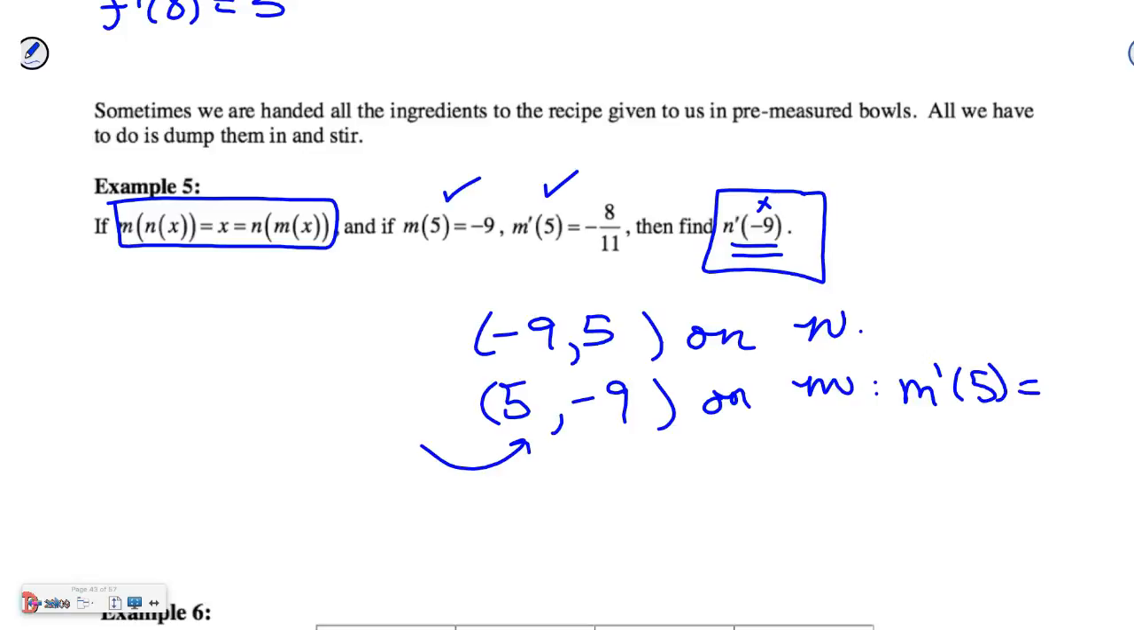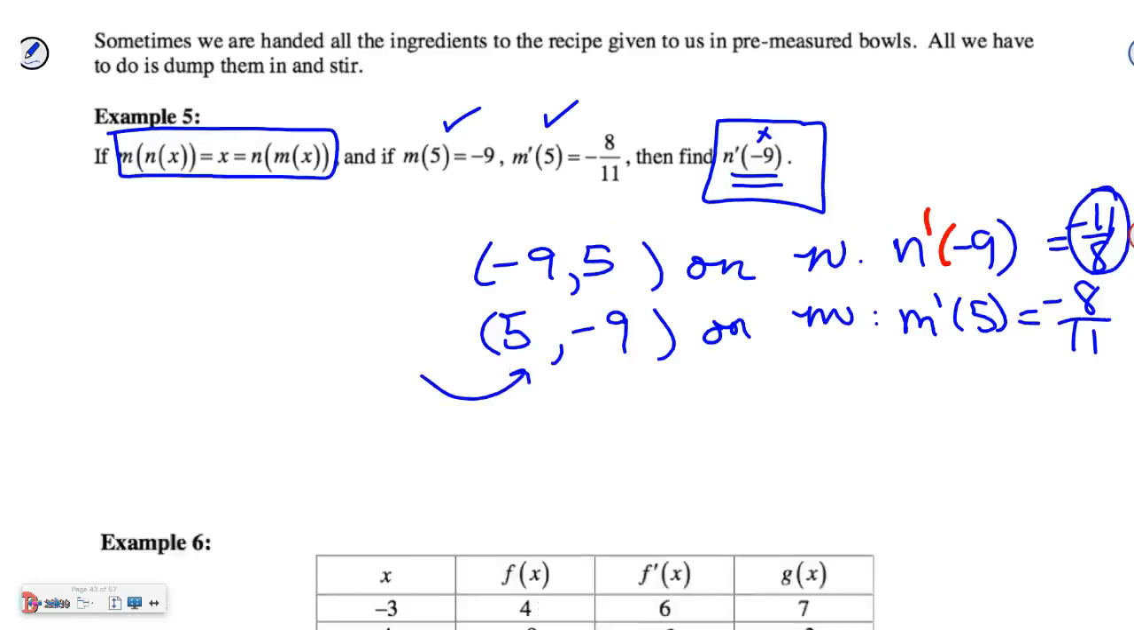Did they give me that, or do I have to go find it like I did on the first one? They handed it to me in a pre-measured bowl. They told me what it was. That's not my answer. My answer is the what? The reciprocal. Exactly. The inverse function's derivative at its corresponding x value is the reciprocal. It's like a puzzle, but I'm giving you a very good algorithm for solving the puzzle. It works on all of them.